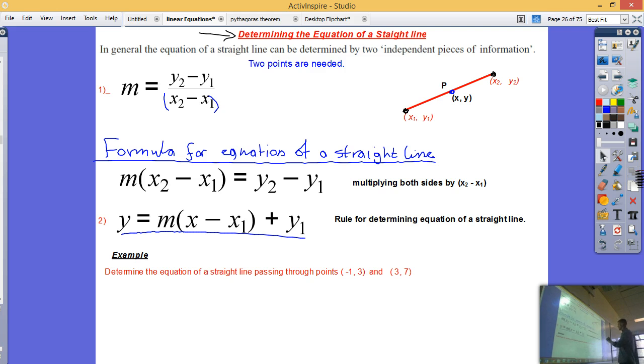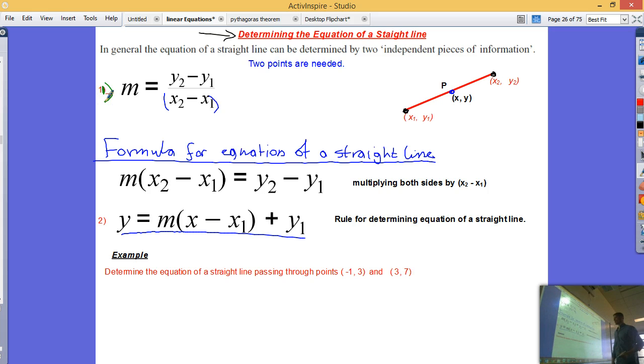Determine the equation of a straight line passing through these 2 points. Okay, now what I need to do is work out the gradient first. This is step 1. My gradient is going to be, using our rule, y2 minus y1 over x2 minus x1. I need to know, looking at my points, which one's going to be x1 and y1, and which one's going to be x2 and y2. So I'll make the first coordinate x1, y1 and the second coordinate x2, y2.